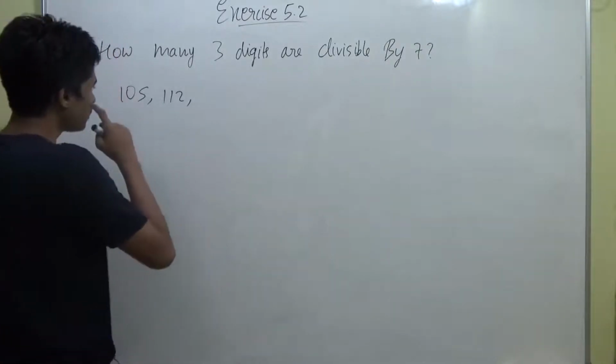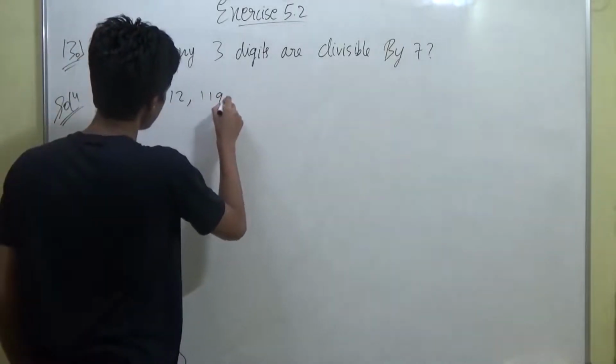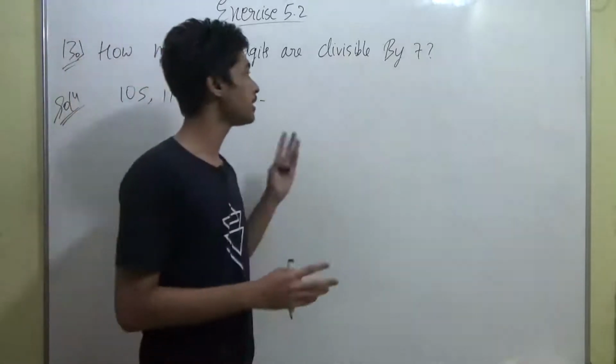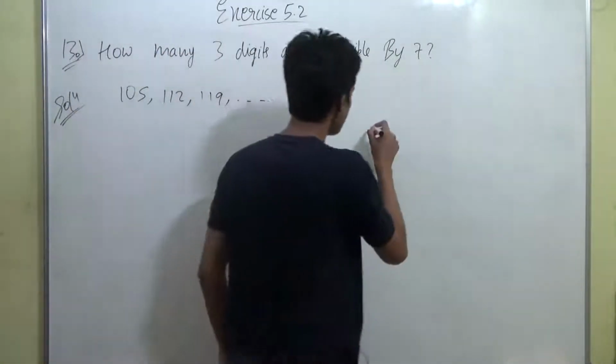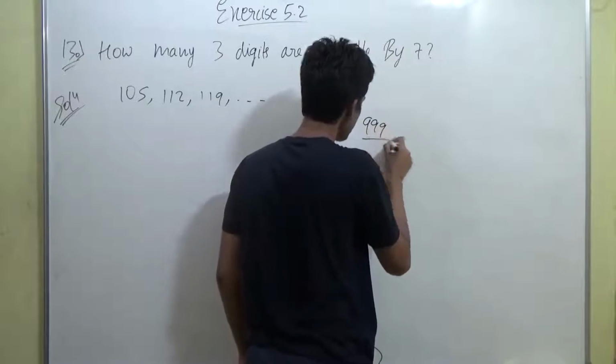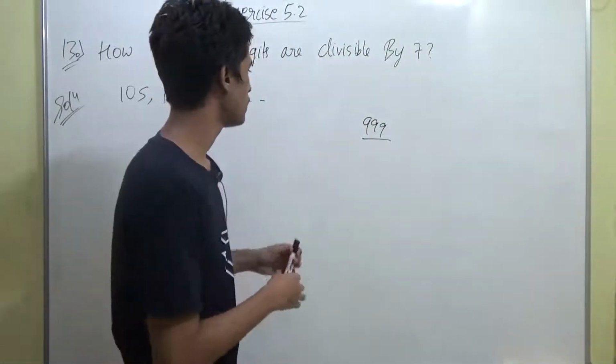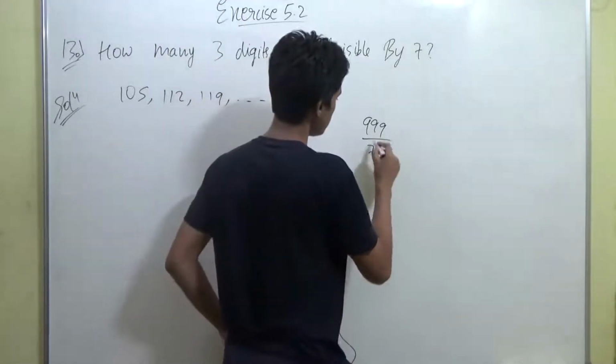So it is 105. After that, 112, 119, and so on it goes. Now we have to find the last 3 digit number which will be divisible by 7. Now let's see whether it is 999. This is the last 3 digit number, right? After this, 1000 will come, right?